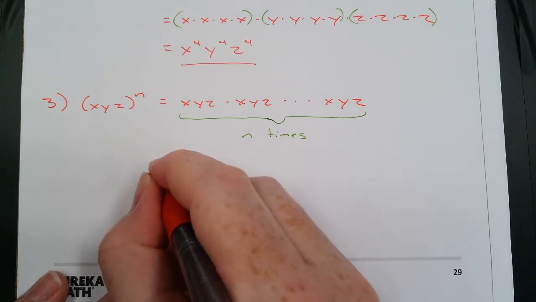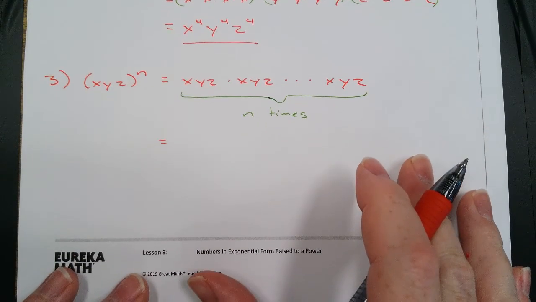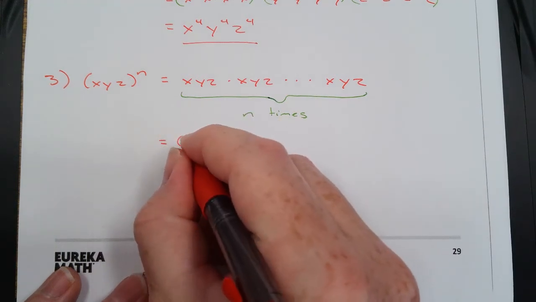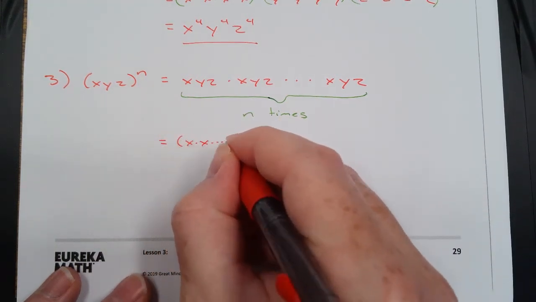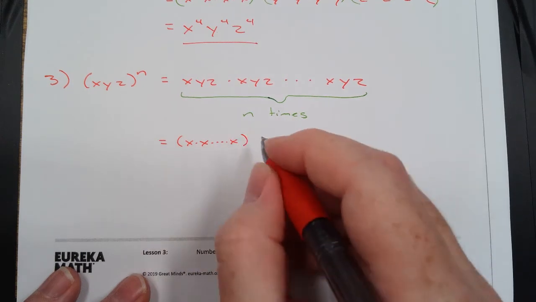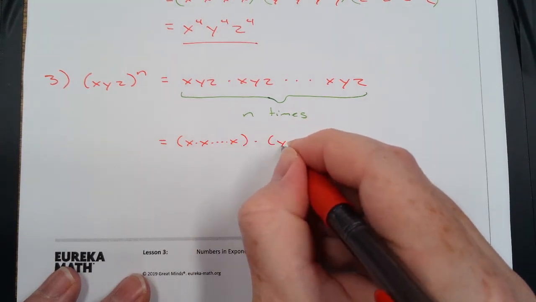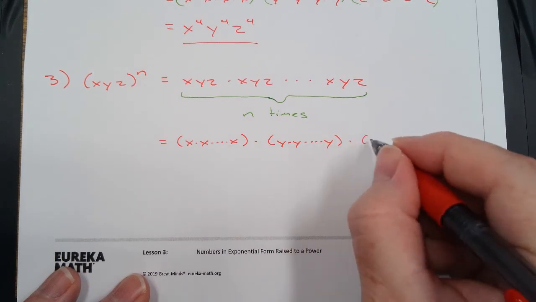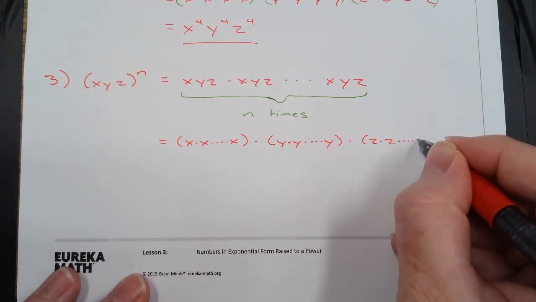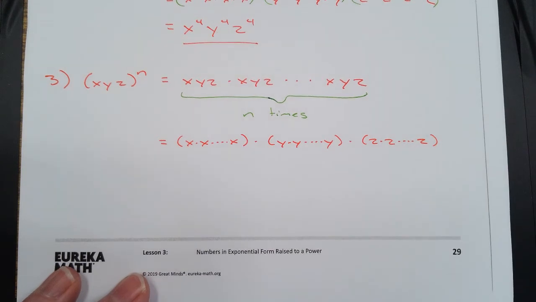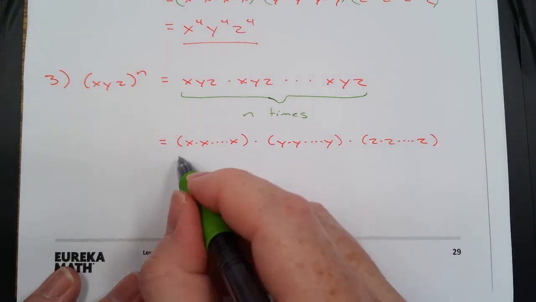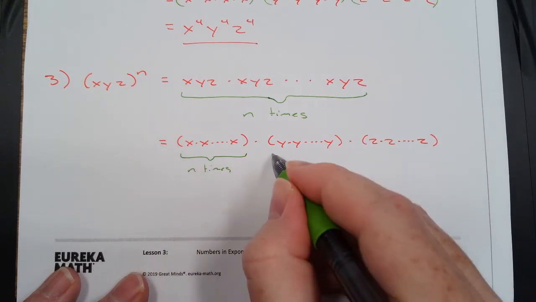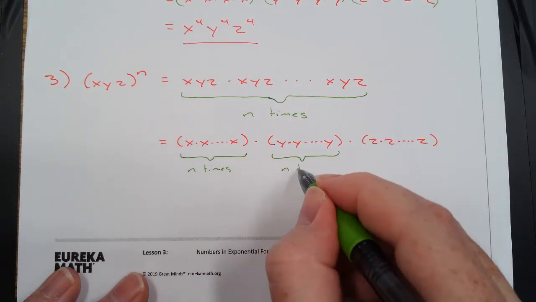And then I can still use the commutative property and put the x's next to each other, except this time it's x times x times x times y times y times y, z times z times z. So in this one, everything gets repeated. My next step, the pieces get repeated.